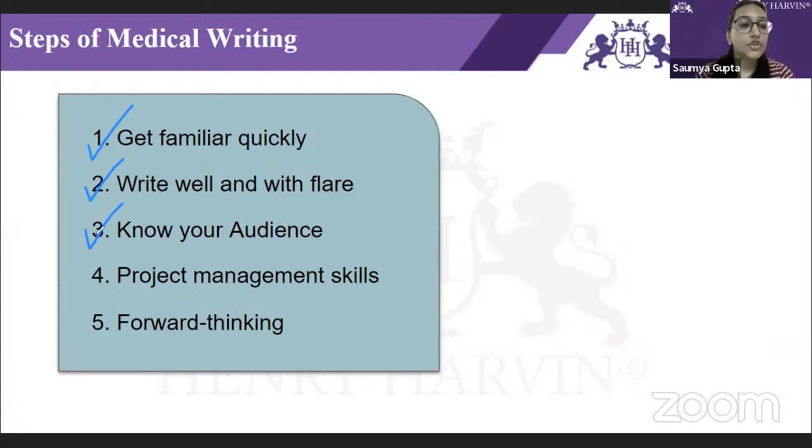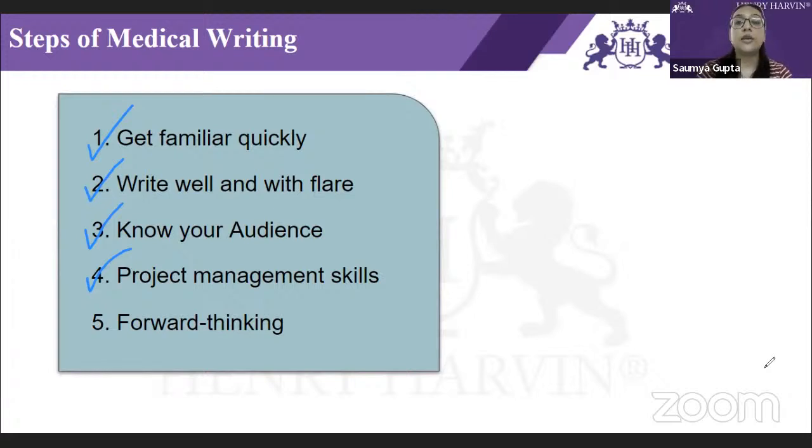Then project management skills. There are certain basic skills like project management, time management, and teamwork spirit. Sometimes you work with a team, so you should have that team management skill also. You should have the ability to work in a team, as well as the ability to work alone. How you will project manage your project.